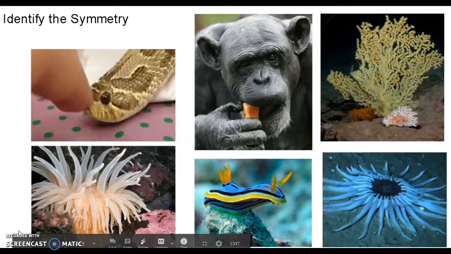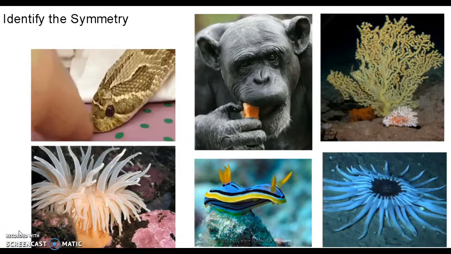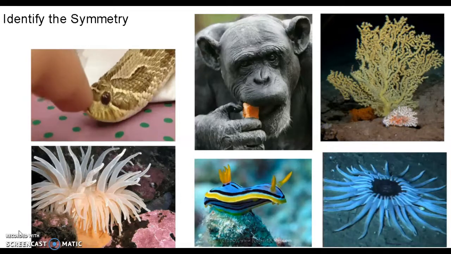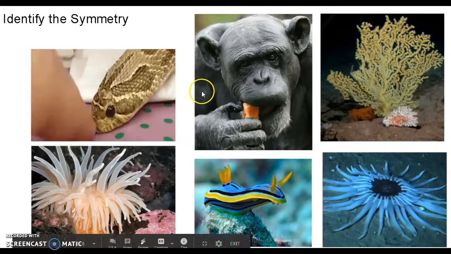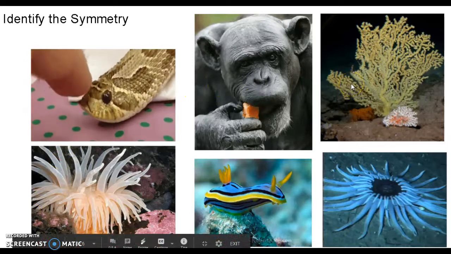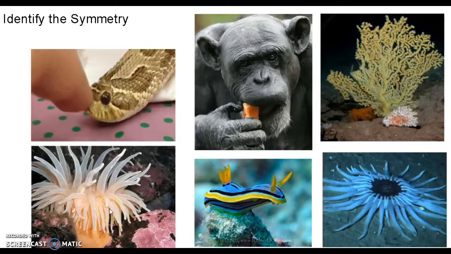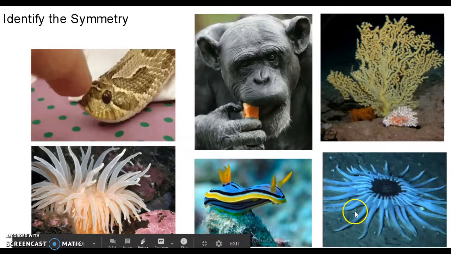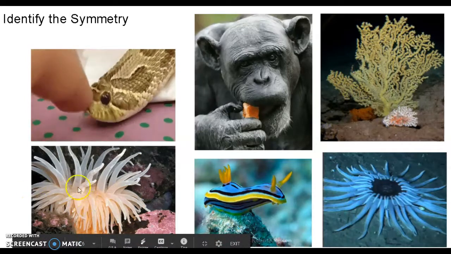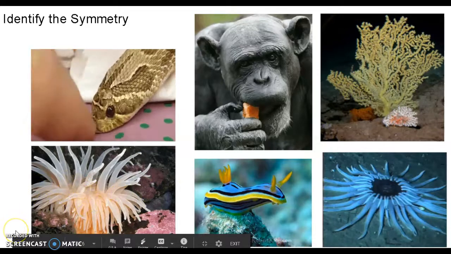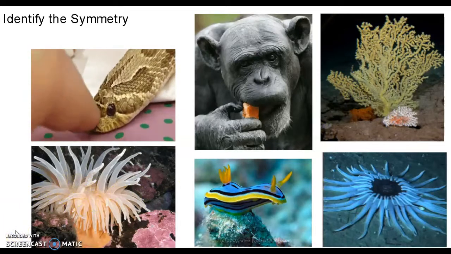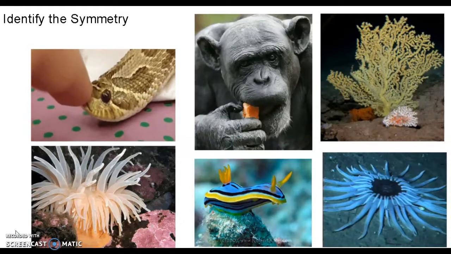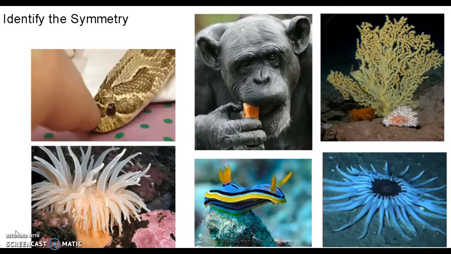In the Edpuzzle pop-up window, I would like you to identify the symmetry of these different animals. We have a snake, a chimpanzee, a coral, an anemone, a sea slug, and a starfish. Tell me which animals are asymmetrical, which have radial symmetry, and which have bilateral symmetry.